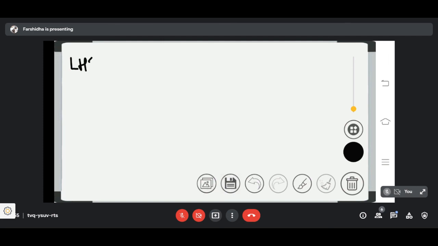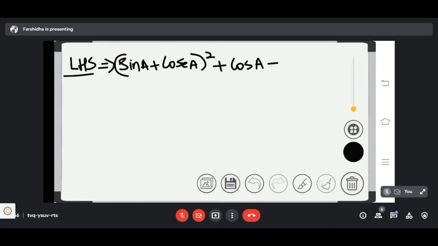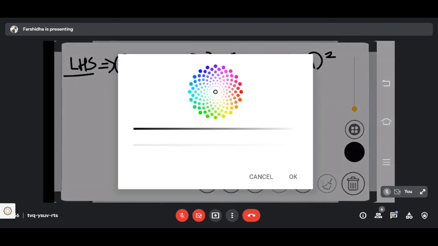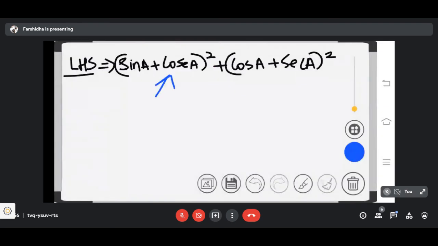Okay, take the LHS side first. Sin A plus cosec A whole square plus cos A plus sec A whole square. See, both are in the form of (a plus b) whole square. This one is also in the form of (a plus b) whole square, and this is also in the form of (a plus b) whole square.